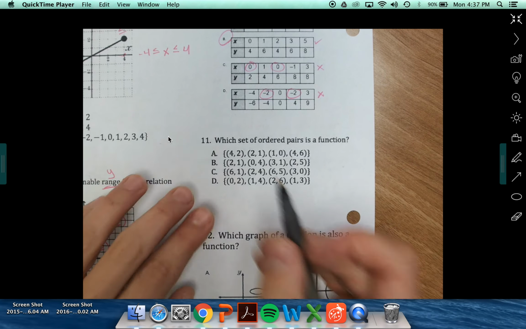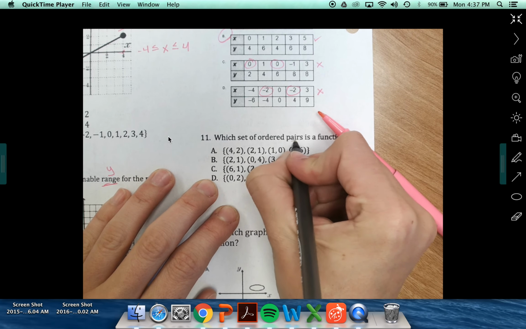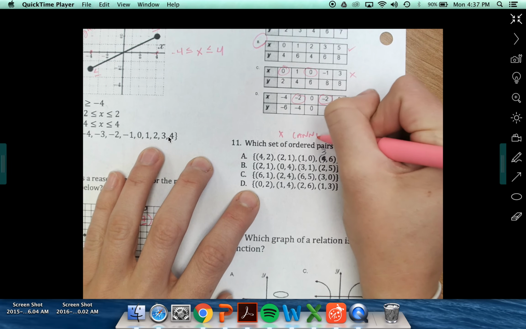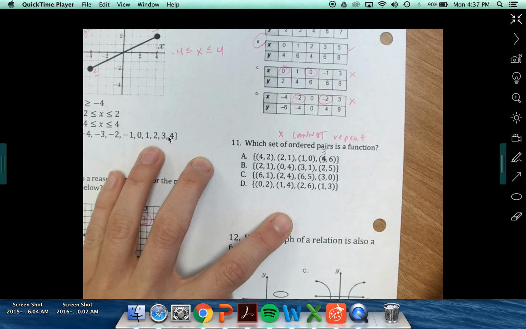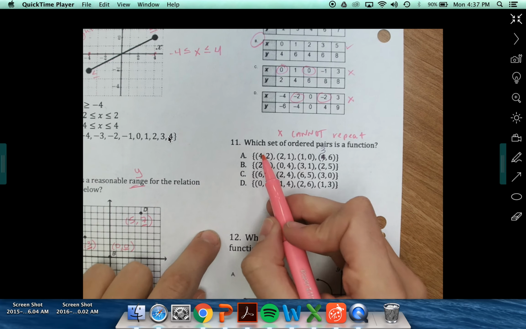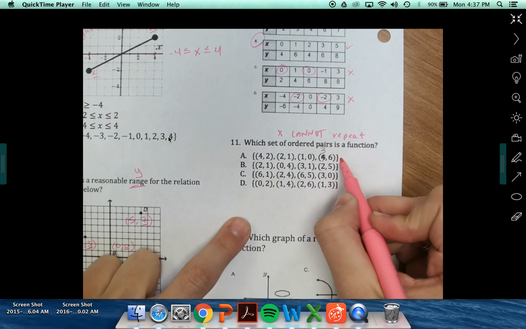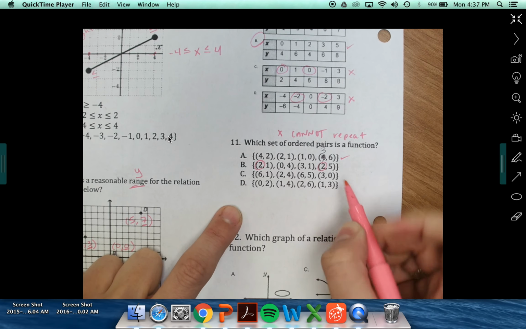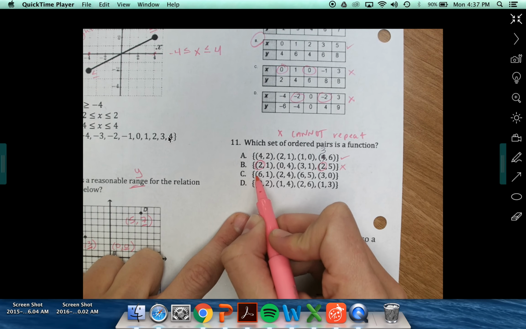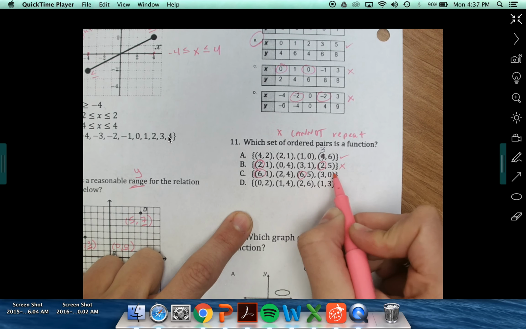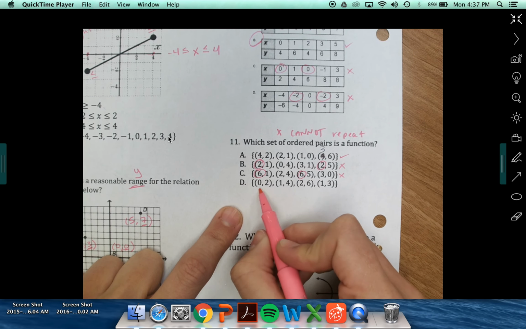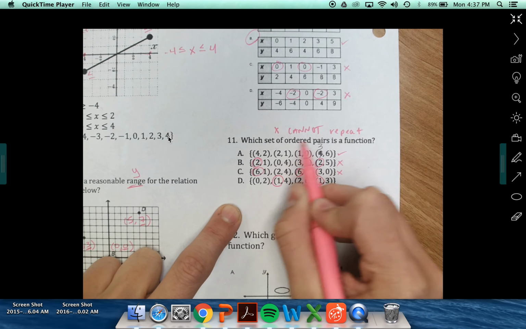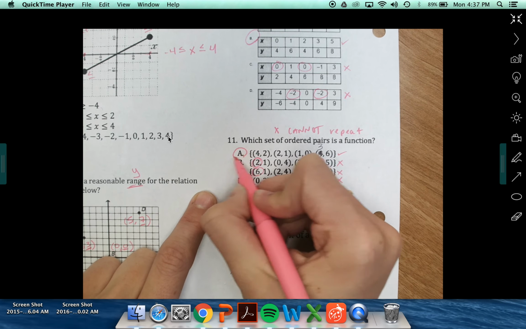Okay. I asked you guys for number 11 to change this 4 to a 3. So now for number 11, X cannot repeat. So let's go through these answer choices. We've got 4, 2, 1, and 3. That looks okay. They're all different. 2, 0, 3, 2 2s. No can do. For C, 6, 2, got 2 6s. Nope. For D, 0, 1, 2, oh, here we go again. 2 1s. X cannot repeat, so that's not okay. A.